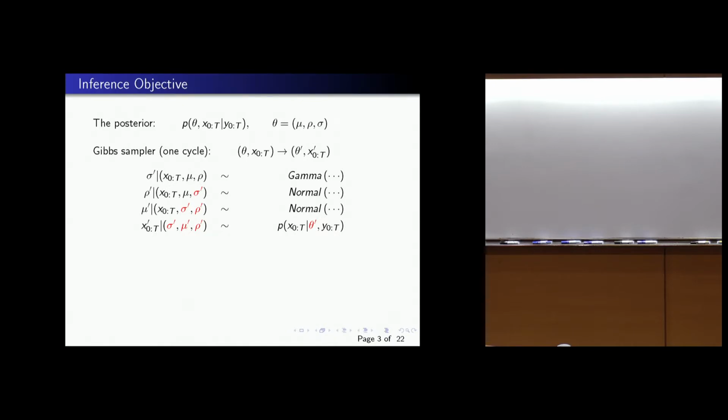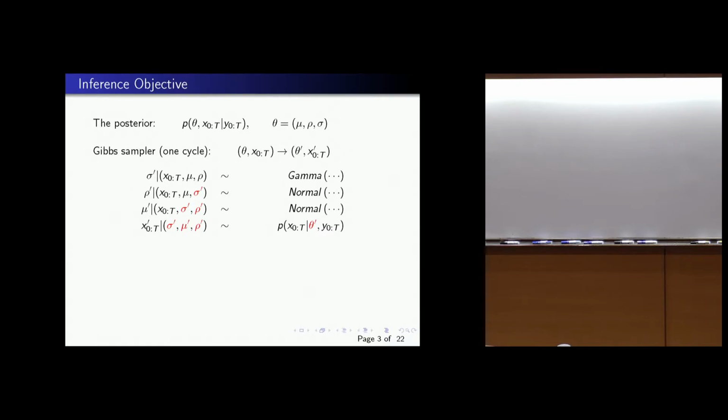For this specific example, when we try to advance the parameters theta, it can be done in closed form. The third component of theta is sigma. You can advance it in closed form, conditional on the values of x and the other components of theta, which are mu and rho.